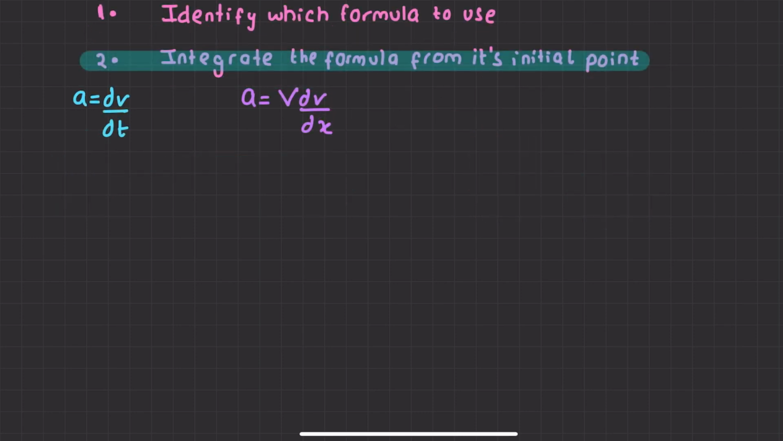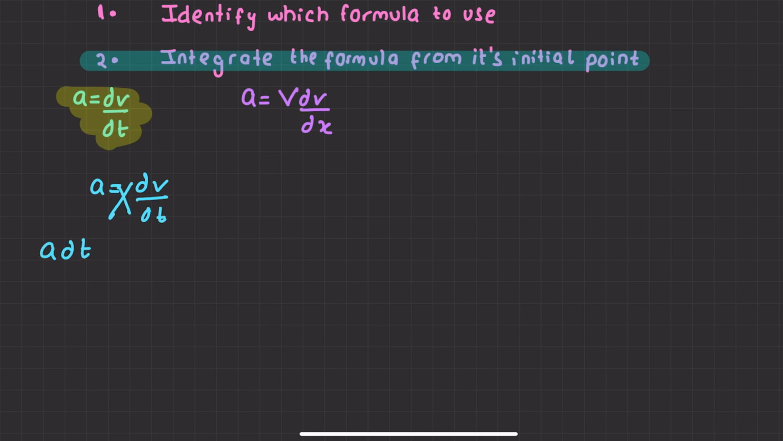Now we have our formulas pinned down. We are going to have to integrate the formulas from their initial points. And I'm going to show you how to do that for the two formulas. Okay, so for the first formula, we have this. So we're going to just write it down again. And we're going to cross multiply.